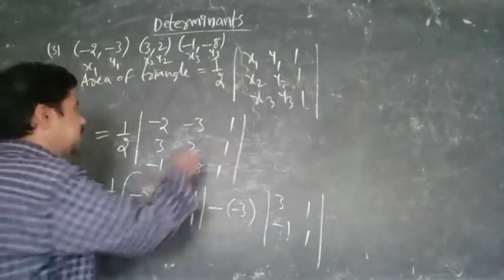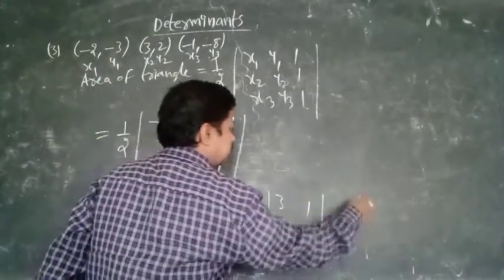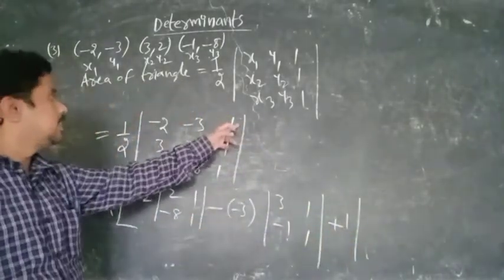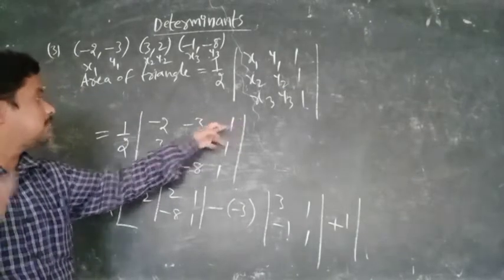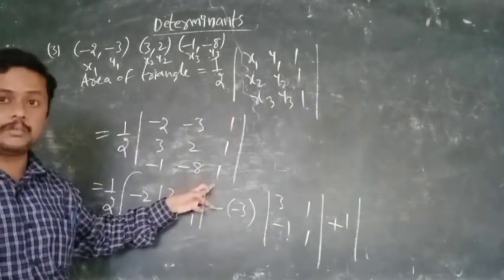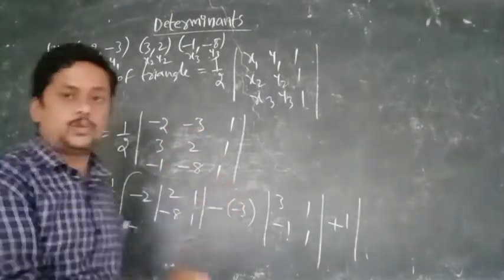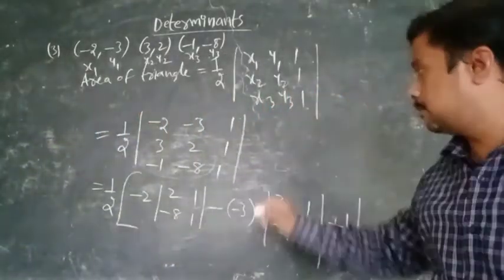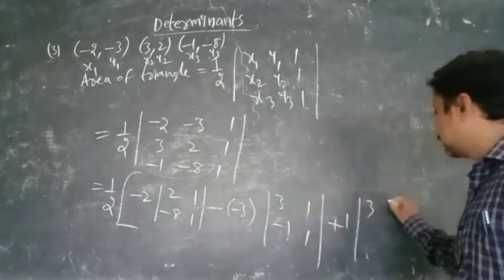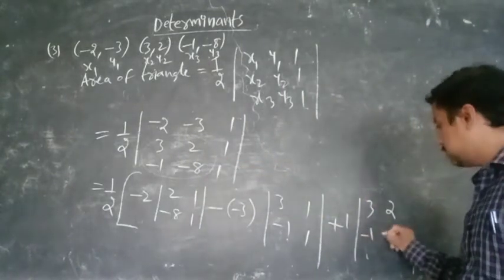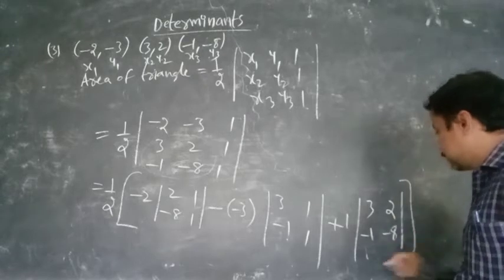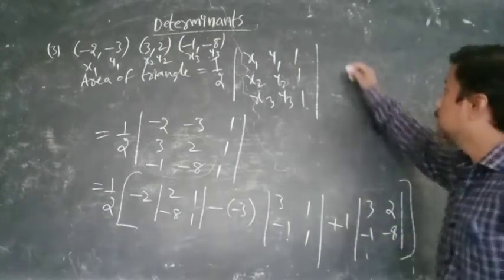Next take the last 1 into. So 1 lies in where? First row, third column. Eliminate first row and third column. The remaining is the 2 by 2 determinant. See, tell me: 3 2, minus 1 minus 8. Like that we have to write. Okay?